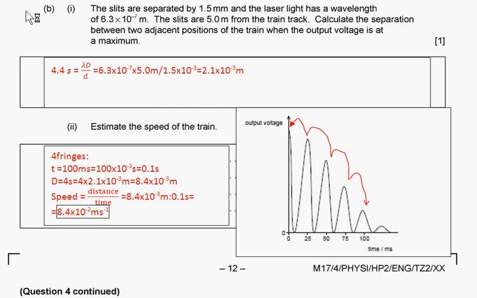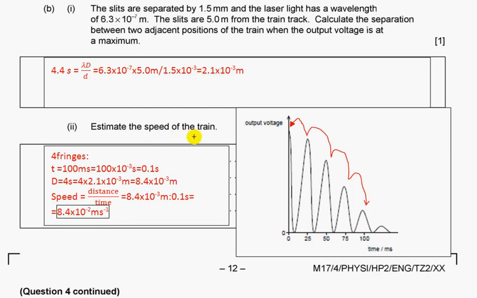B. The slits are separated. The laser beam has a wavelength. The slits are from the train. Calculate the separation of two adjacent positions of the train when the output voltage is at maximum. So section 4.4, the distance between fringes. So we substitute wavelength, distance to the screen, and distance between slits, and we get the answer with two significant figures.